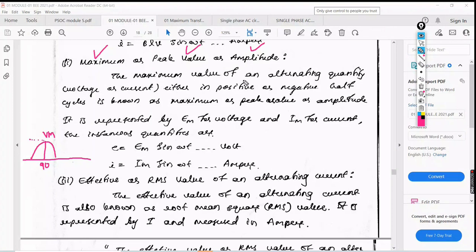The maximum value of the alternating quantity, with respect to the voltage or the current, either for the positive half cycle or for the negative half cycle, is called the maximum value, peak value, or amplitude. That can be represented as Em for the voltage and Im for the current. E is equal to Em sin omega t, I is equal to Im sin omega t. Em and Im are called maximum values. Got my point?